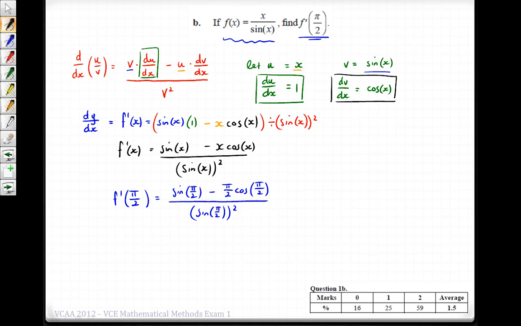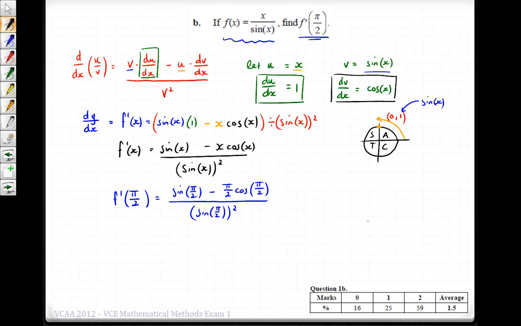A couple of ways to find sine of pi on 2, so we can just use coordinates off the unit circle. So pi on 2 is going around to this point here. We know the xy coordinates for that is x is 0, y is 1. And we know that sine, if we go through the CAST diagram, is read off the y-axis. So this is the sine of x value.